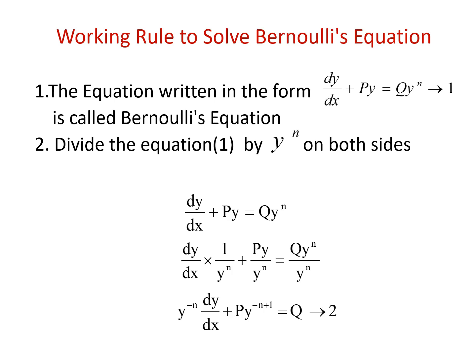Let us see the working rule to solve Bernoulli's equation. First step is the equation written in the form dy/dx + p y = q y^n. Let it be equation 1. It is called Bernoulli's equation. Second point, we need to divide equation 1 by y^n on both the sides. First write down the standard form here, dy/dx + p y = q y^n. Move on to the next line, just divide it by y^n on both the sides.